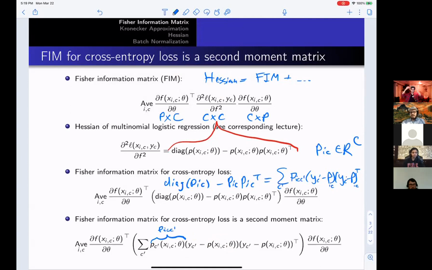And this is just an algebraic identity that's not worth spending your time to prove. Not worth your time. I did it for you, so you don't have to do it. Now, what I'm going to do next is look at the following expression. Take this expression and multiply it by this expression. I remind you that df/dθ transpose is of size p times c, and Y_{c'} minus P is just a c-dimensional vector, so it's c times 1. And I'm just going to multiply them and see what happens, okay?